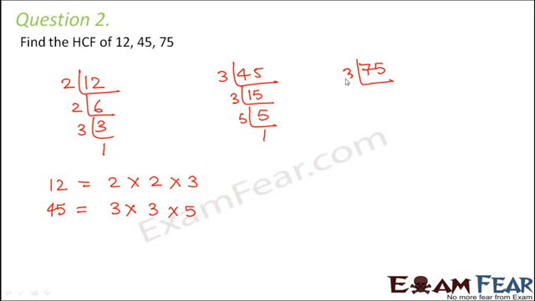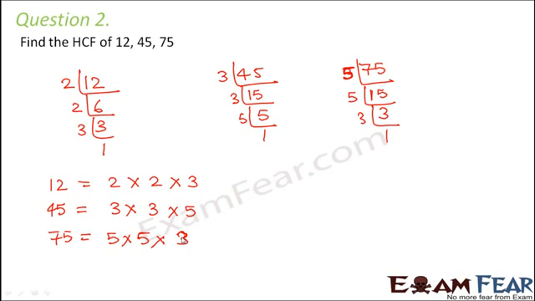The third one is 75. This would not be divisible by 3 but would be divisible by 5. So 5 1s are 5 and then 5 5s are 25, again 5 3s are 15, then 3 1s are 3. So 75 can be written as 5 into 5 into 3. This is how we have done the prime factorizations.